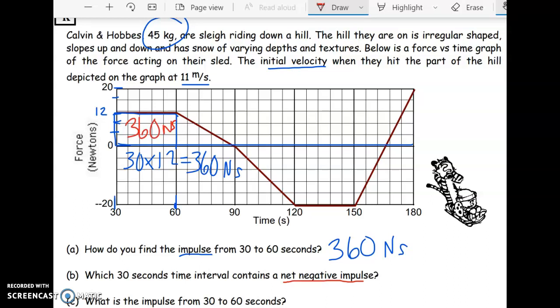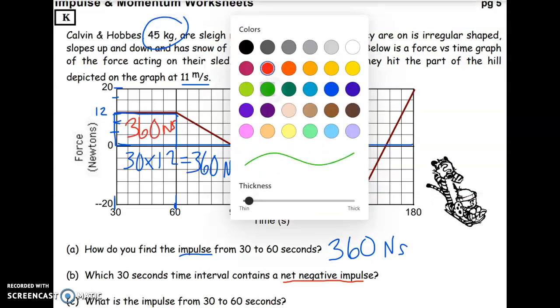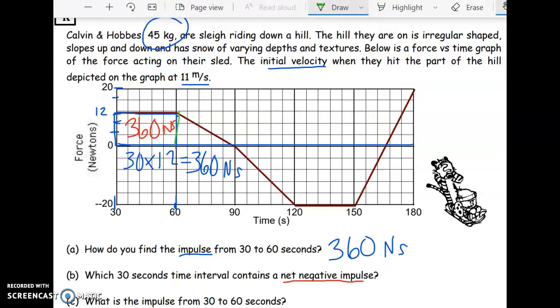For the next part, for the 60 to 90, this part is a triangle. We know that the area of the triangle is 1/2 times the base. The base is 30 seconds times the height, and we know the height was the 12 newtons. So 1/2 times 30 times 12 is going to give us 180 newton seconds.